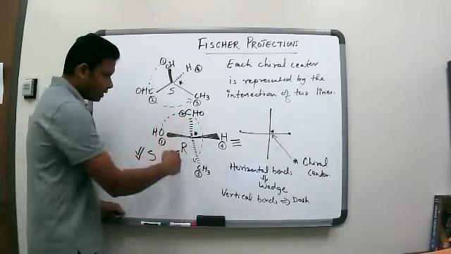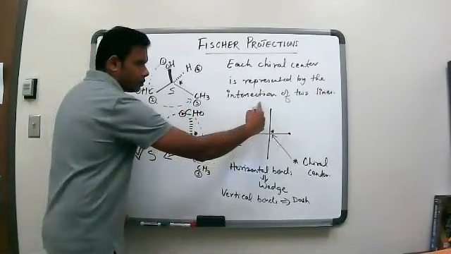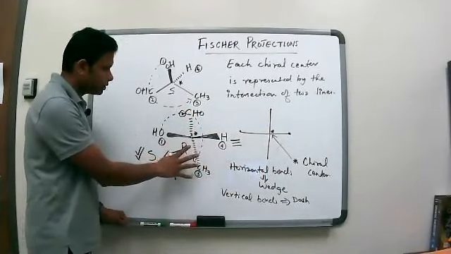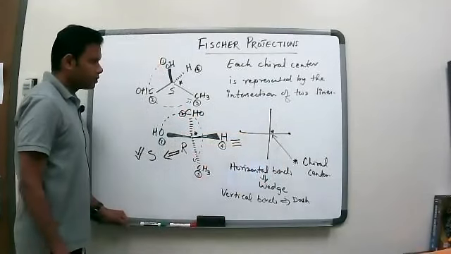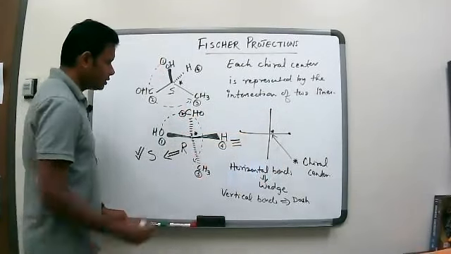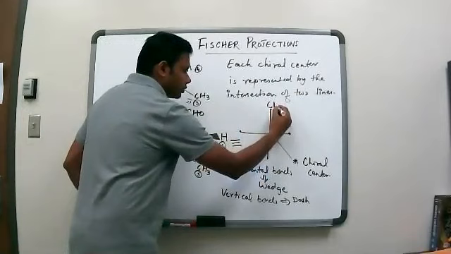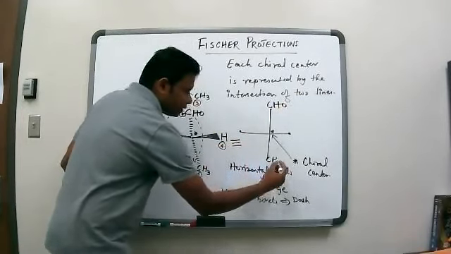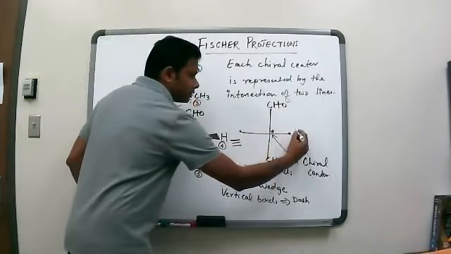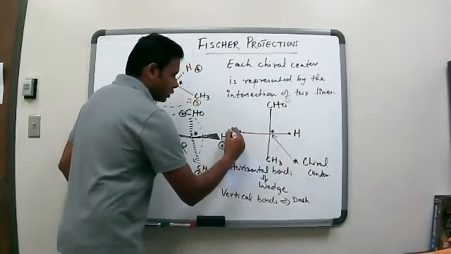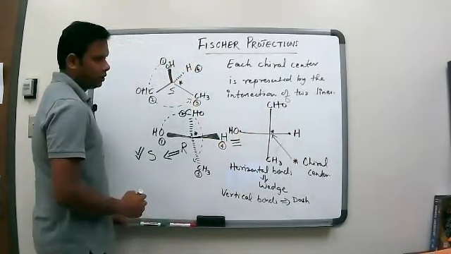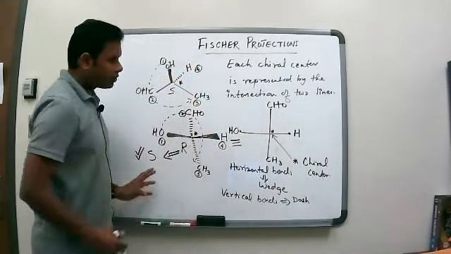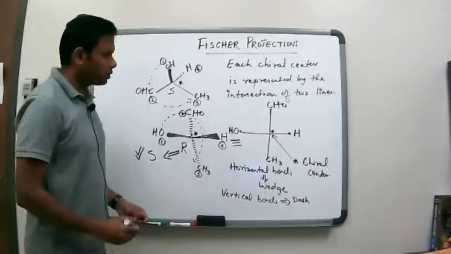Now, how do I translate this to a 2-dimensional Fischer projection? So this is the Fischer projection in 3 dimensions. How do we translate this to the Fischer projection in 2 dimensions? I basically put the groups wherever I see them. So that's where the aldehyde is, the methyl is here, the hydrogen is on the right, and the hydroxyl is on the left. So I basically transferred all the information from here to the 2-dimensional molecule.